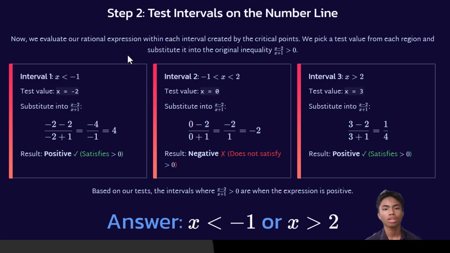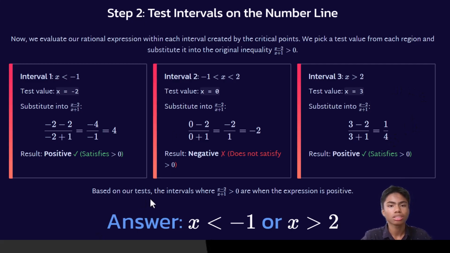In interval 2, x is greater than negative 1 and less than 2. Our test value is equal to 0. We substitute it and we have negative 2, which does not satisfy the inequality. And in interval 3, we have x is greater than 2. We pick our test value, which is 3. We substitute it and we have 1 over 4, which is positive.